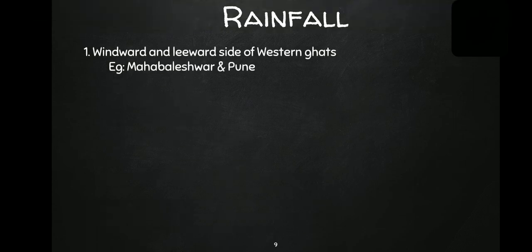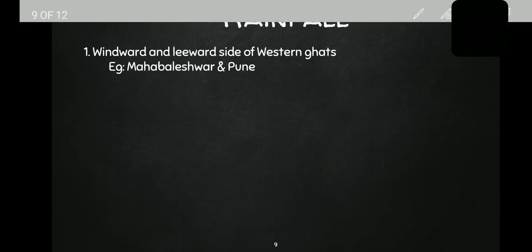Mahabaleshwar. It is a place in the windward side, and Pune is a place in the leeward side of Western Ghats. Mahabaleshwar receives about 200 centimeter rainfall, whereas Pune receives around 100 centimeter rainfall. Though they are in the Western Ghats, one is in the windward side, the other is in the leeward side. This is how Western Ghats plays an important role in the rainfall of a region.